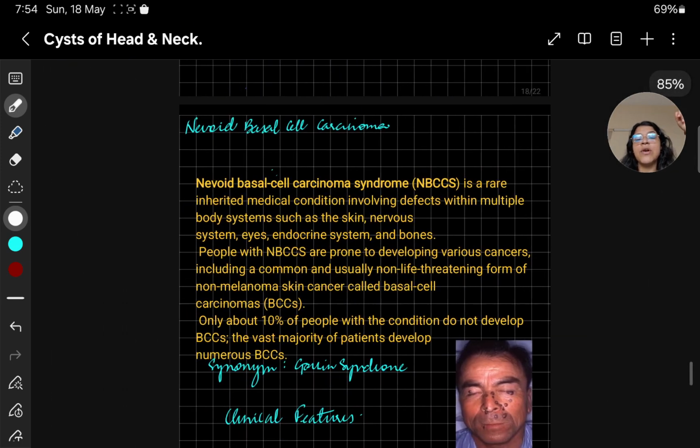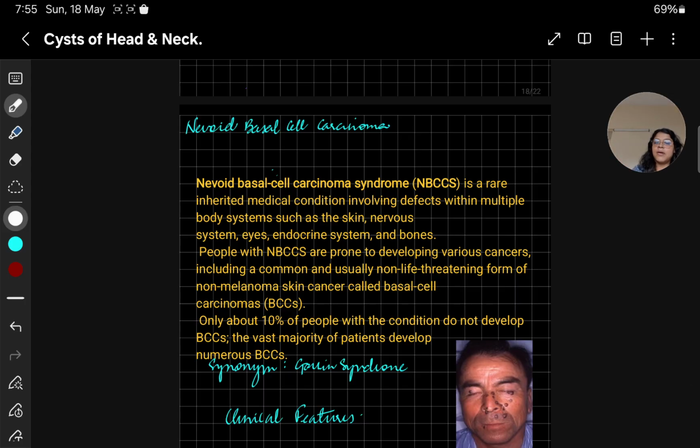Nevoid basal cell carcinoma syndrome is rare. This can be given as a lamination in the practical, so we need to learn about it. It is a rare inherited medical condition involving defects with multiple body systems such as skin, nervous system, eyes, endocrine system and bone. People with this are prone to develop various cancers, including the common and usually non-life-threatening non-melanoma skin cancers. So they are associated with basal cell carcinoma basically.